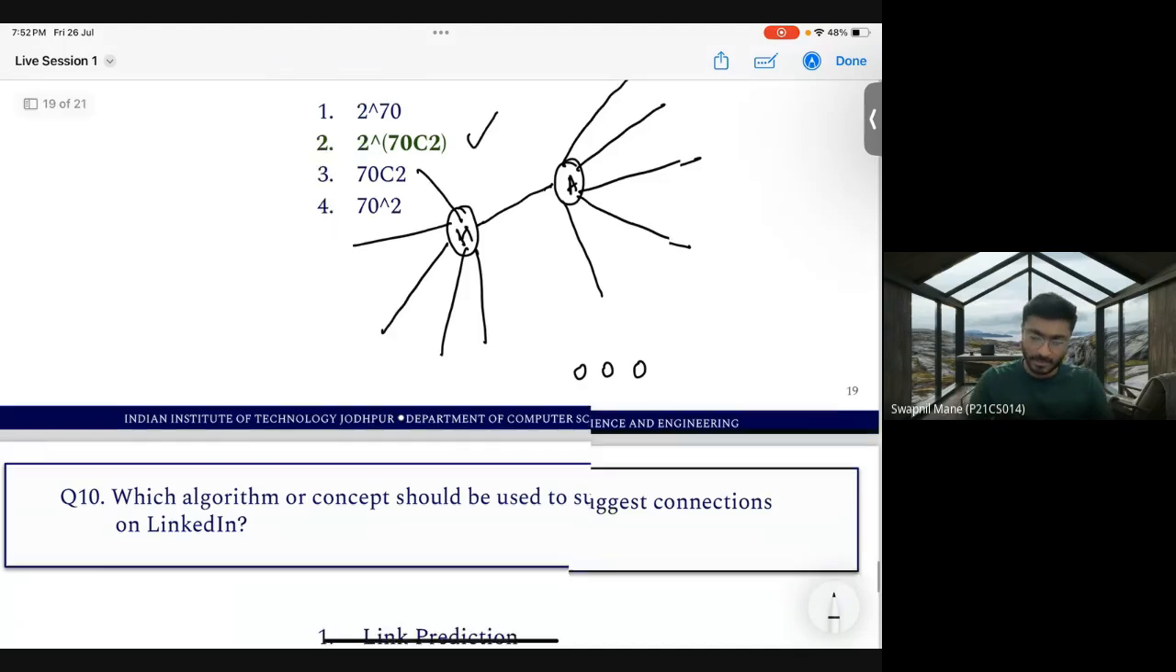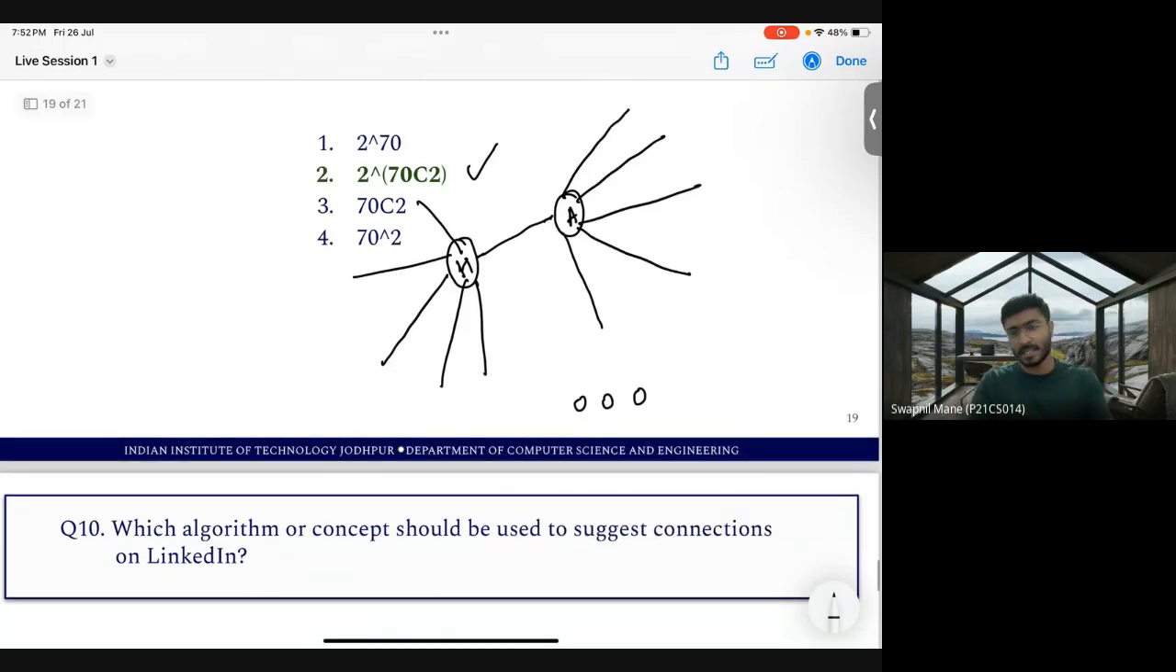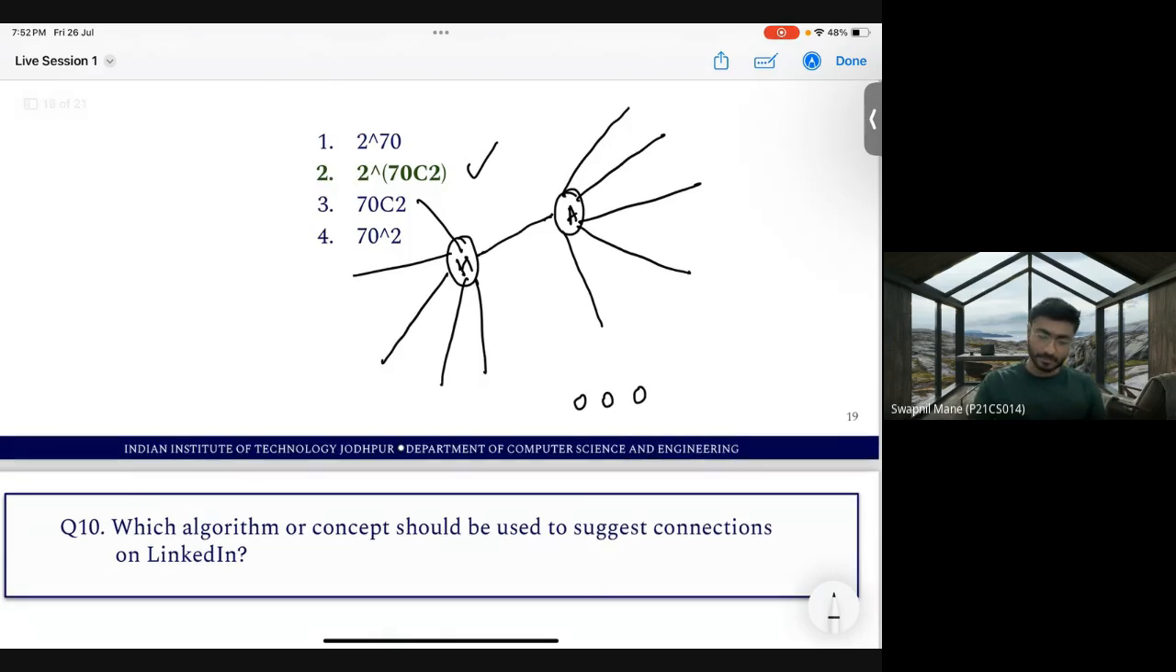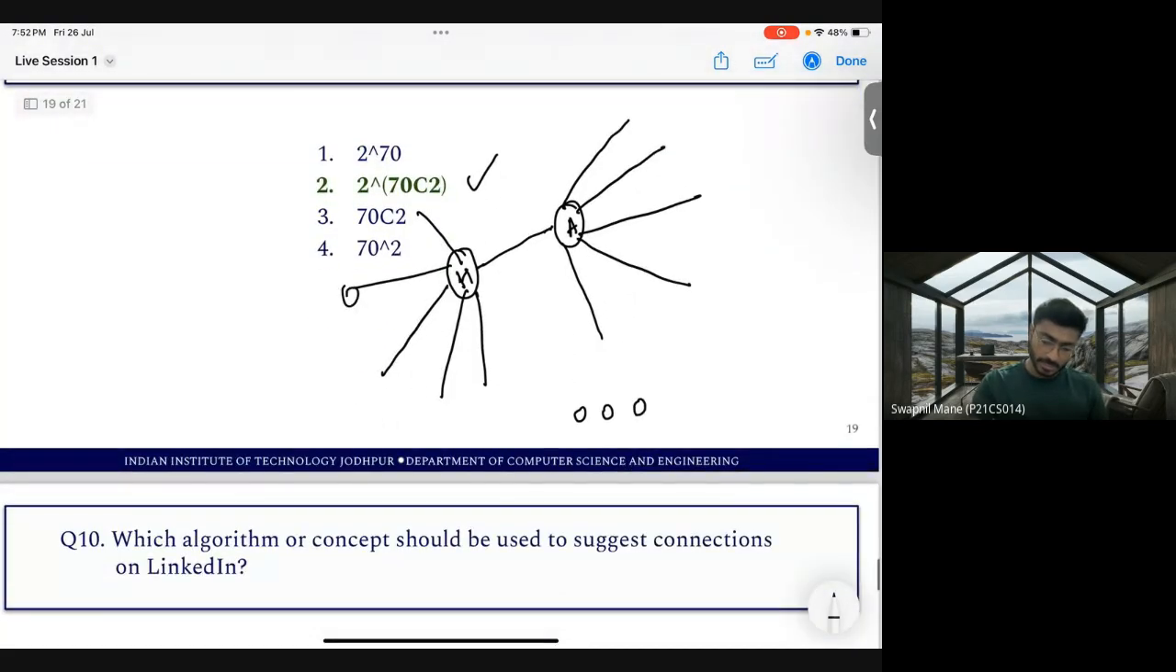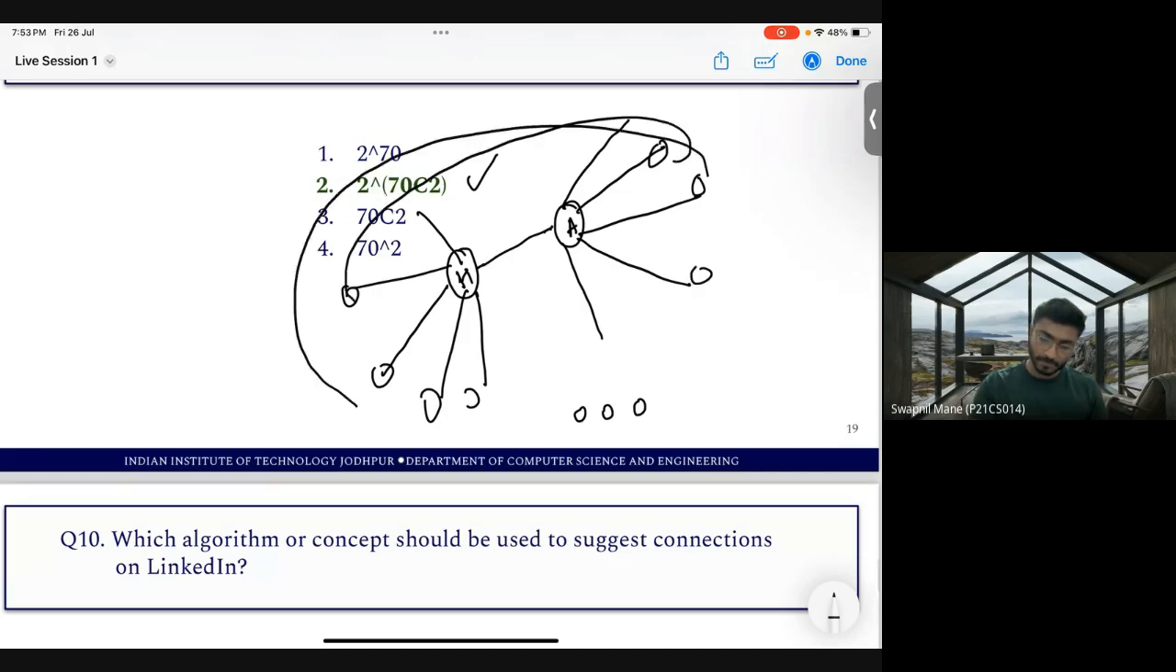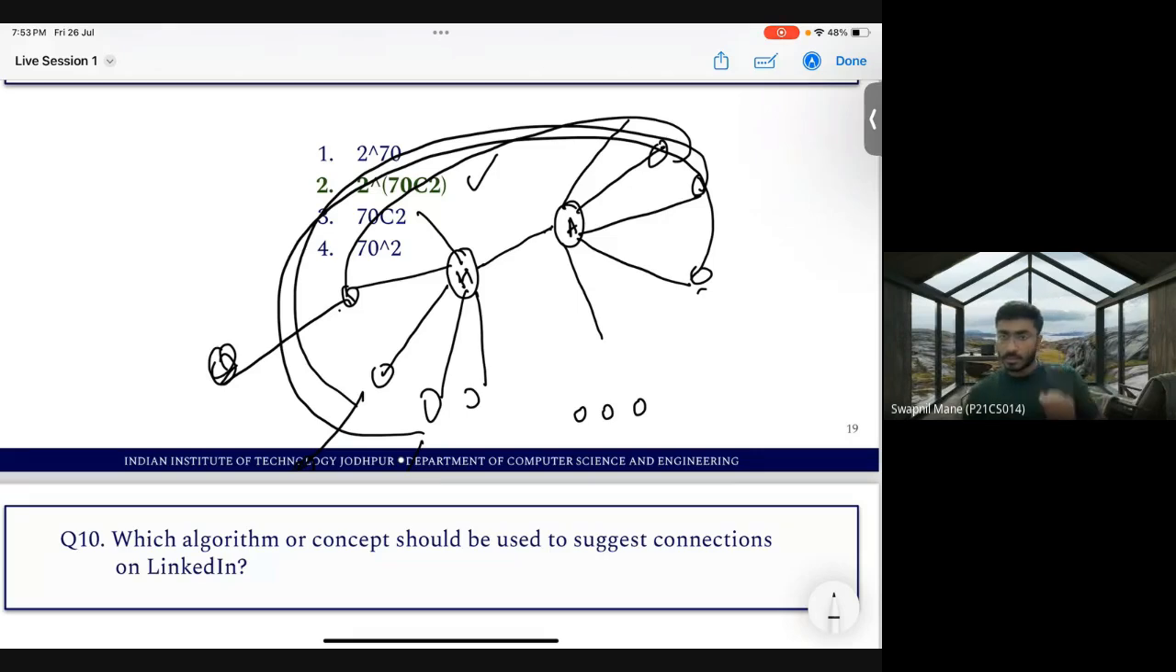Why is that? There are many algorithms, and I will discuss some of them. Harsh's friends and Abhishek's friends may have some common friends. Among these common friends, which is more common? They are suggesting based on that, so this could be possible.